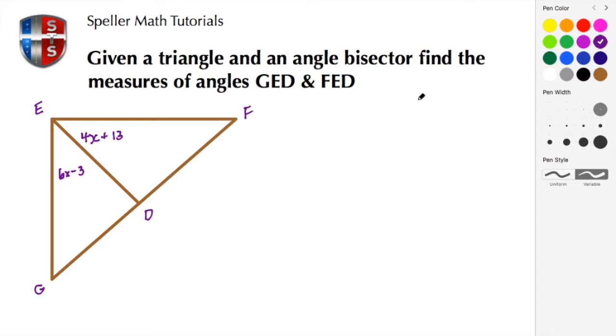So here we have a triangle. This triangle is EFG, and triangle EFG has an angle bisector, ED. And that creates two more angles, and we have expressions for each angle.